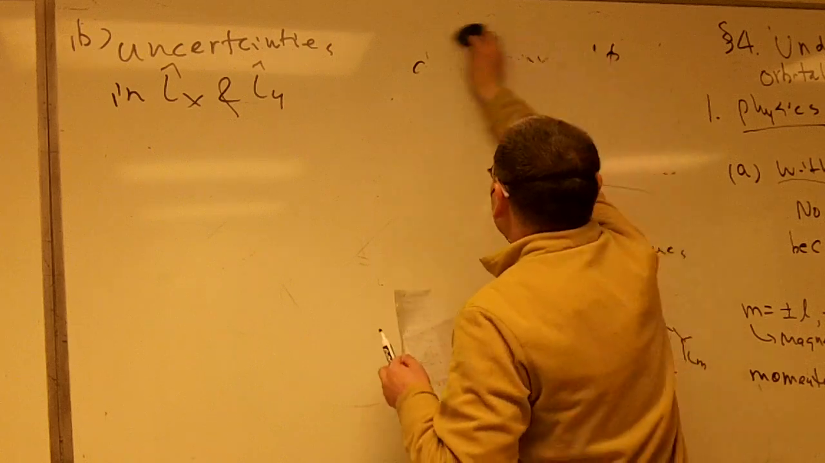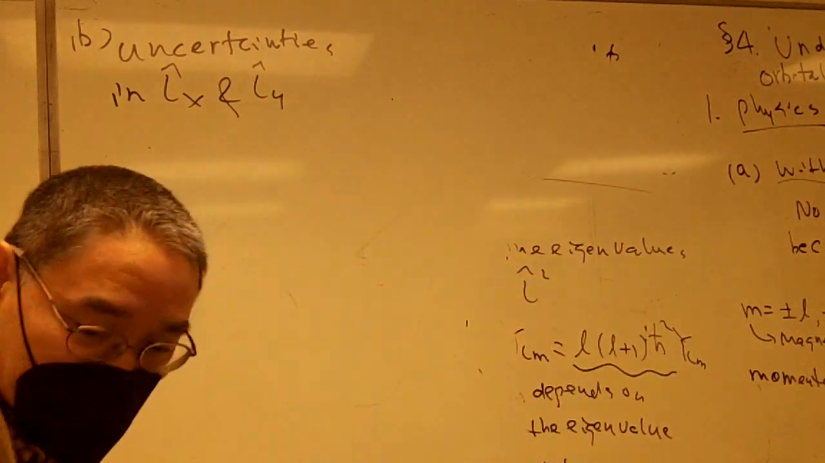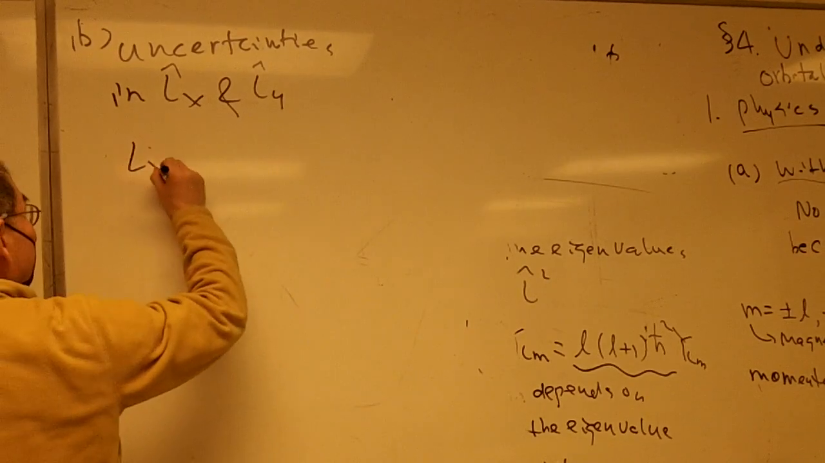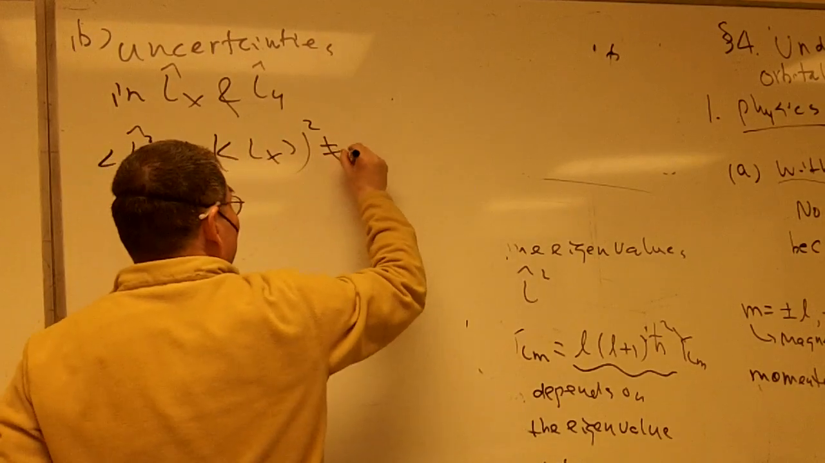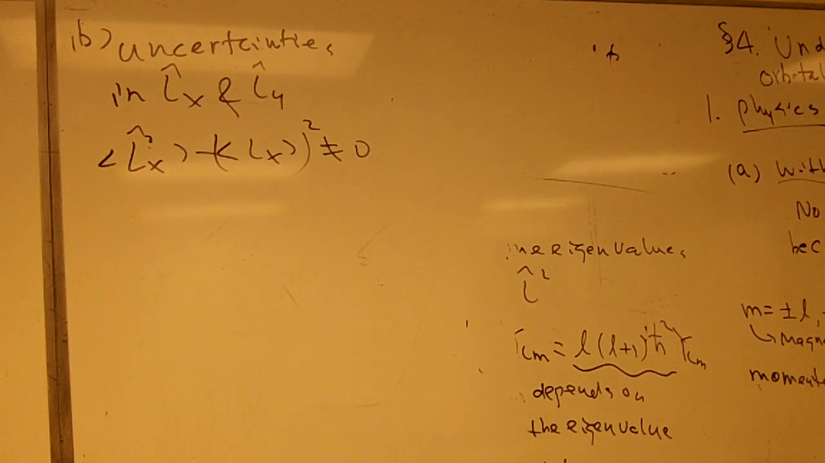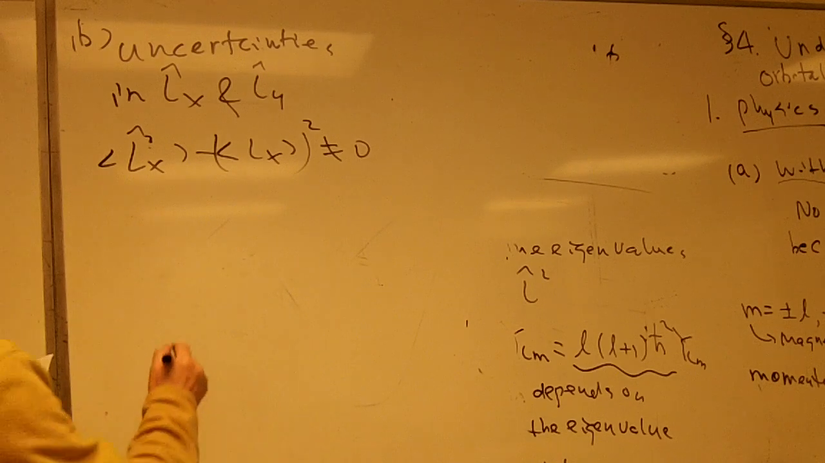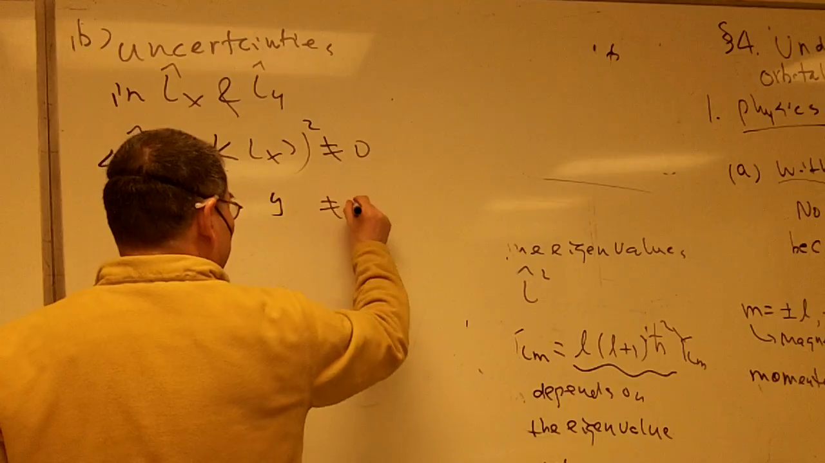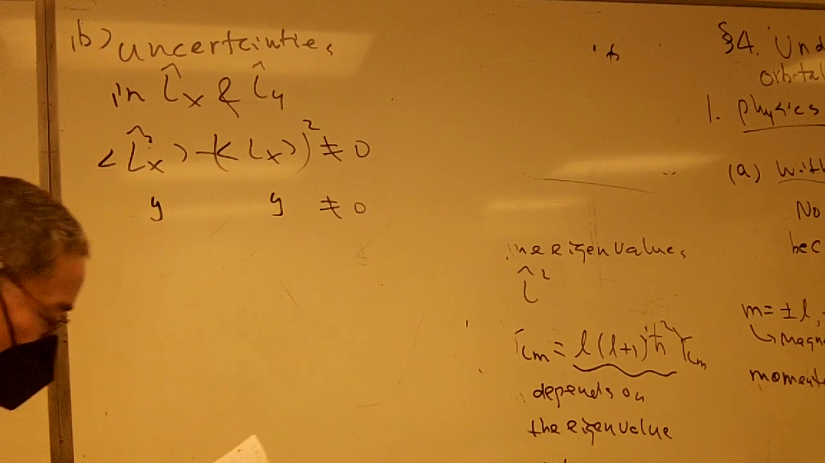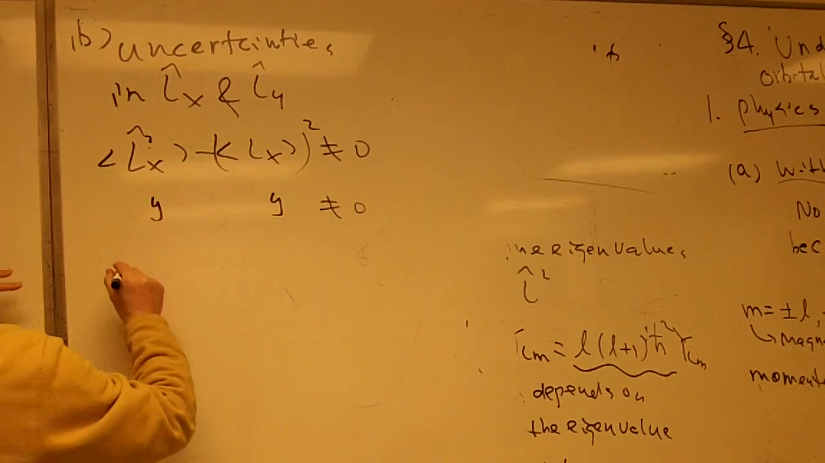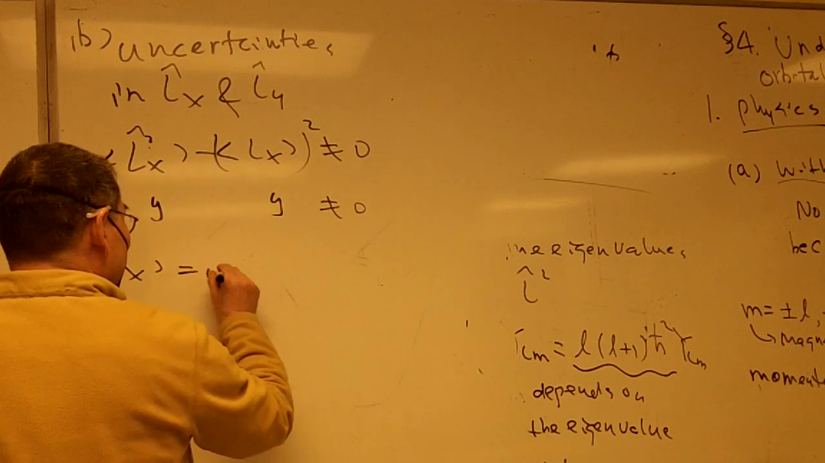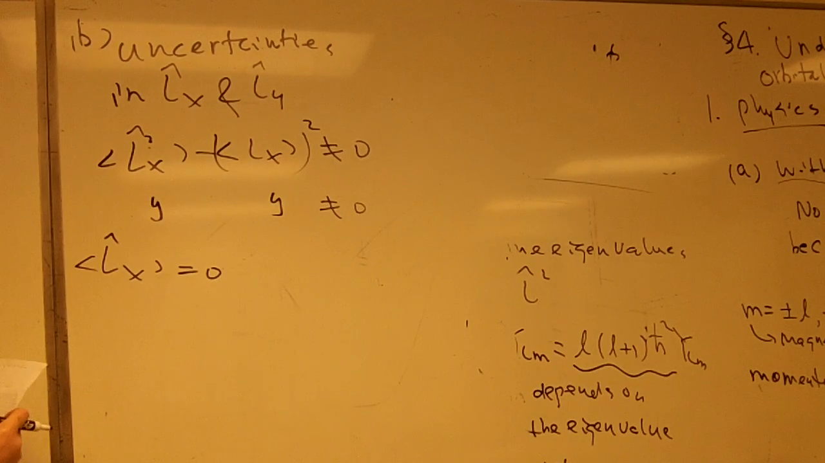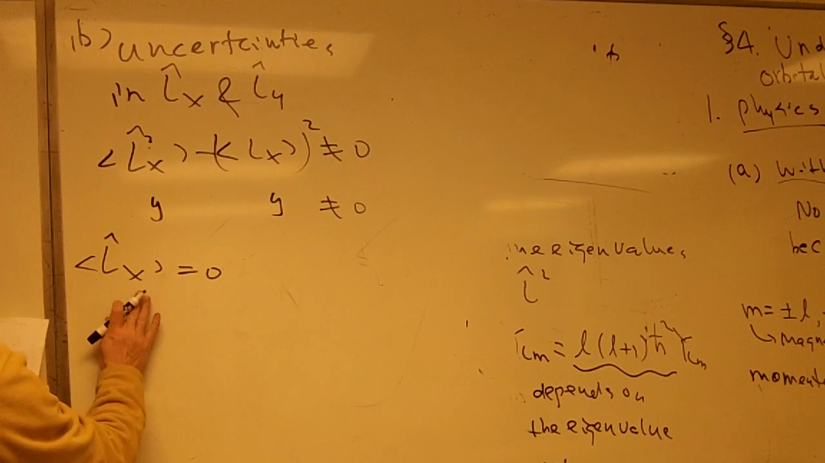So this means if we calculate the expectation of Lx squared minus the expectation of Lx, squared, this is not equal to 0. So there is uncertainty involved. Similarly for y, same thing, not equal to 0. Let me quickly show you the expectation of Lx. If we calculate it, it is going to equal 0. And I want to show you why this equals 0, so I'll prove this one here.